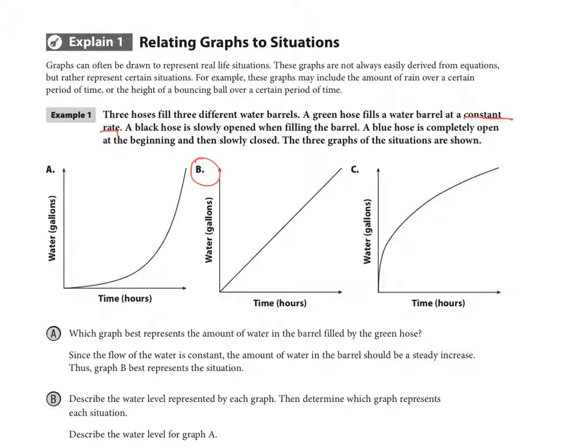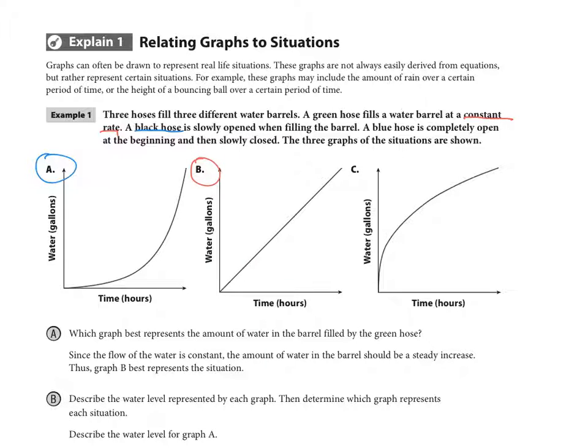The second one, a black hose is slowly open when filling the barrel. So which one shows water slowly going in, but then increases very quickly? A. Okay, so the black hose would be A.